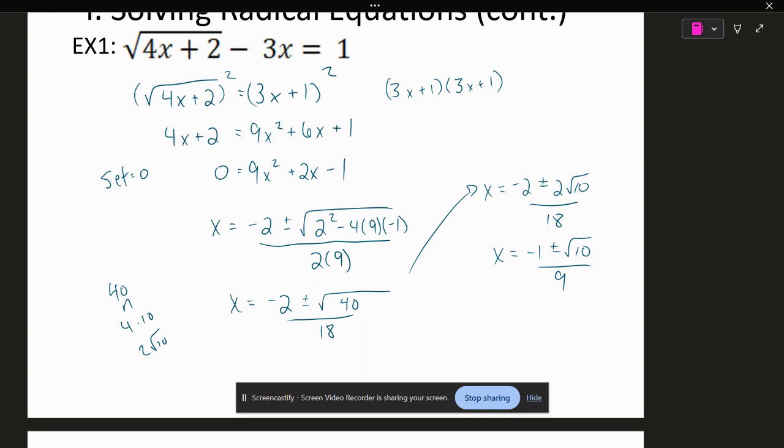Now, in this type of situation, because it's a radical, if you plug things back in, if I were to take -1 minus the square root of 10 over 9 and plug it back in times 4, I would get a negative number. And then plus 2, I might end up getting something that doesn't quite work out. So in this case, our answer is just going to be the positive.